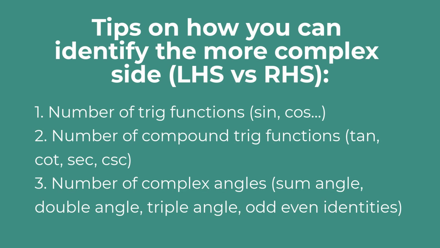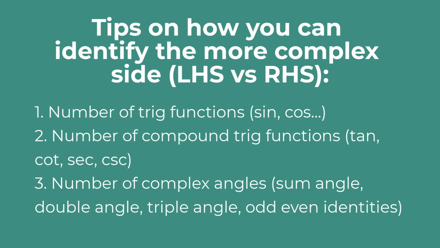The framework consists of comparing three aspects of the expressions on both sides of the identity. The first one is the number of trig functions. Typically, we will start from the side of the identity that has more trigonometric functions than the other one. The second aspect is the number of compound trigonometric functions. By compound, I mean tangent, cotangent, secant, and cosecant. Then we will look at the number of complex angles, meaning the sum angle, double angle, triple angles, and odd and even identities.